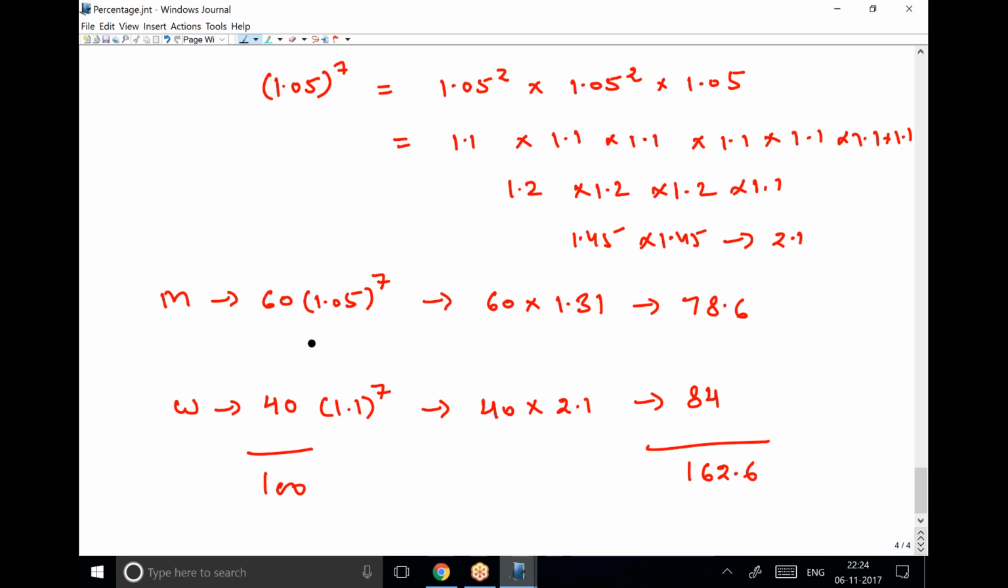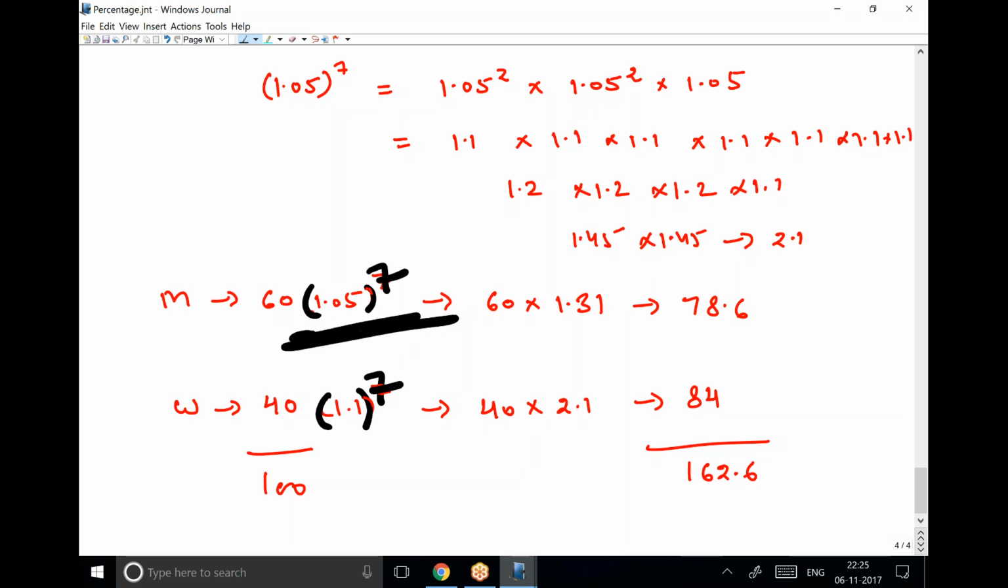And they are saying these men are increasing by 5% per annum. So the multiplying factor comes out to be 1.05, and for 7 years it is 1.05 to the power 7. And women are increasing by 10%. So the multiplying factor is 1.1, and it is happening for 7 years, so 1.1 to the power 7.